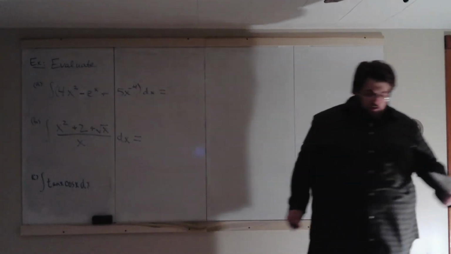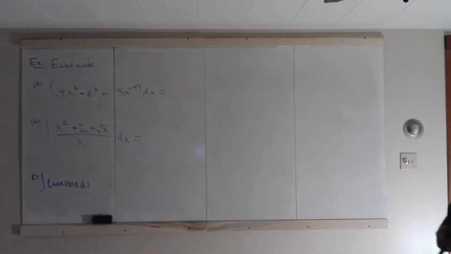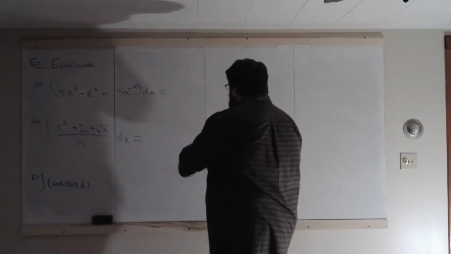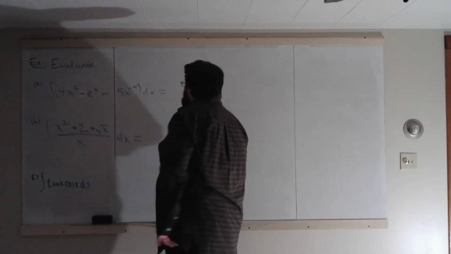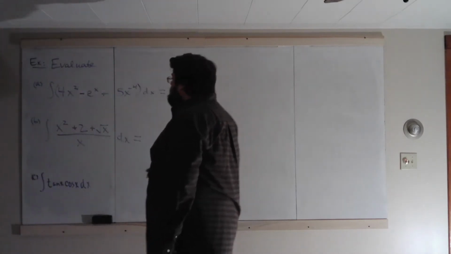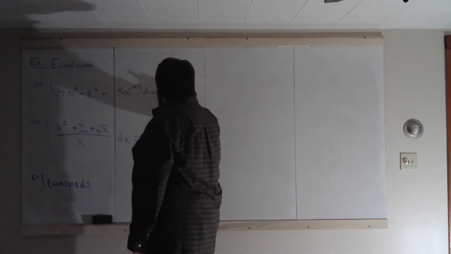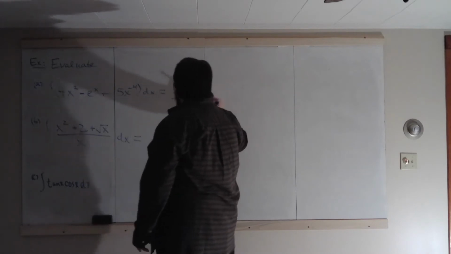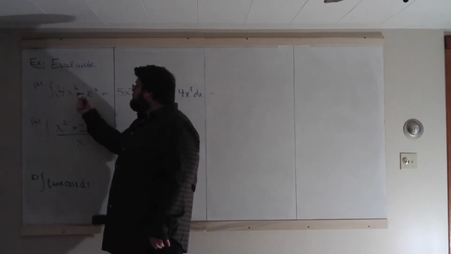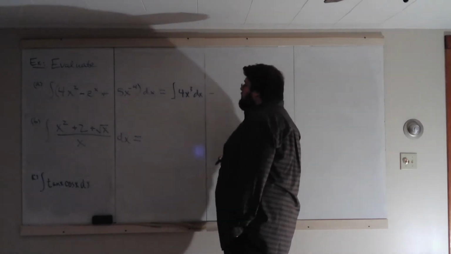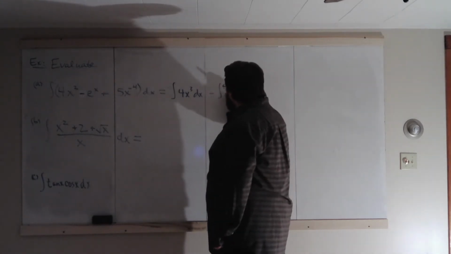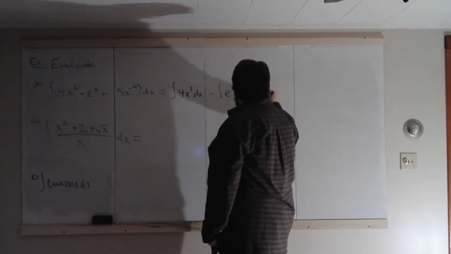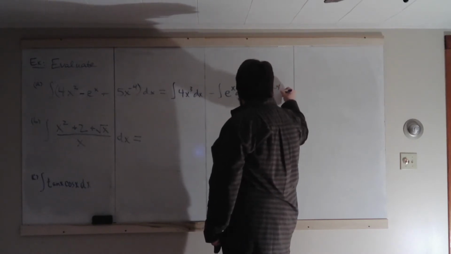And that first property of integrals said that we could do that integral by doing it one piece at a time. So let's do that. Let's first do the integral of 4x to the third. And then the second property said that we can pull constants out. So let's pull that negative out. Minus the integral of e to the x. Plus the integral of 5x to the negative fourth.